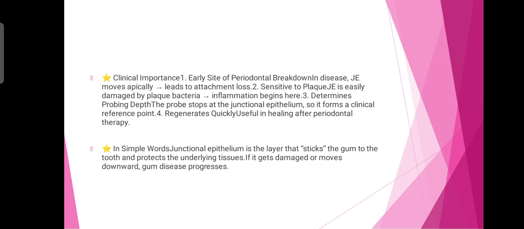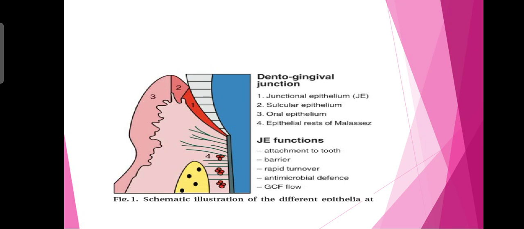And it regenerates quickly, so it is useful in healing after periodontal therapy. Junctional epithelium is the layer that sticks the gums to the tooth and protects the underlying tissue. If it gets damaged or moves downward, gum disease progresses. So we need to take care of our gums and oral health.